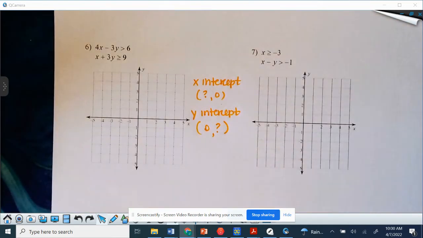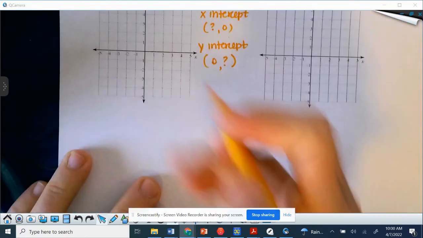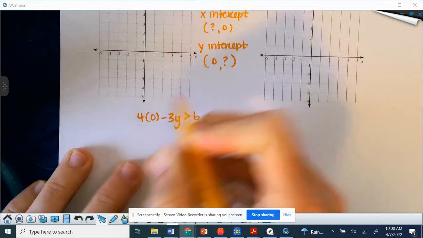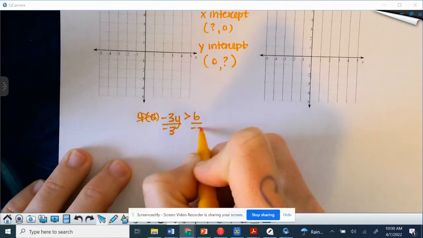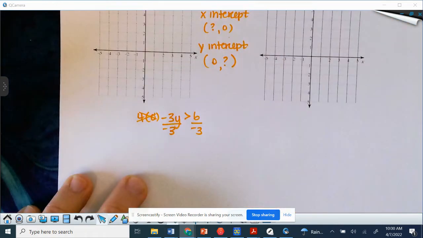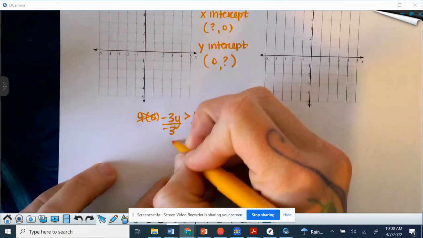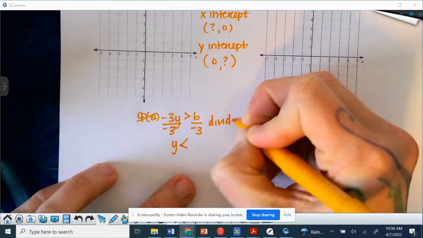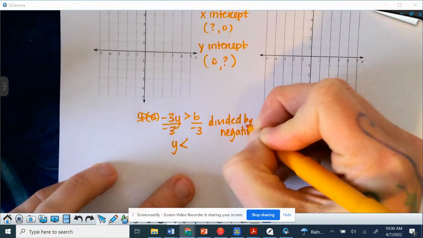So for the first equation, we'll make it yellow. We'll do our y-intercept first just because it comes first. So 4 times 0 is 0. Divide by negative 3. When you divide by a negative, that's your golden rule of inequality. So that inequality has to flip because you divided by a negative. Remember, if you multiply or divide by a negative, the sign flips.